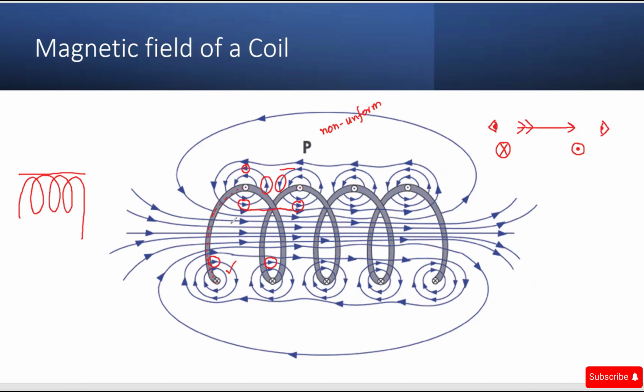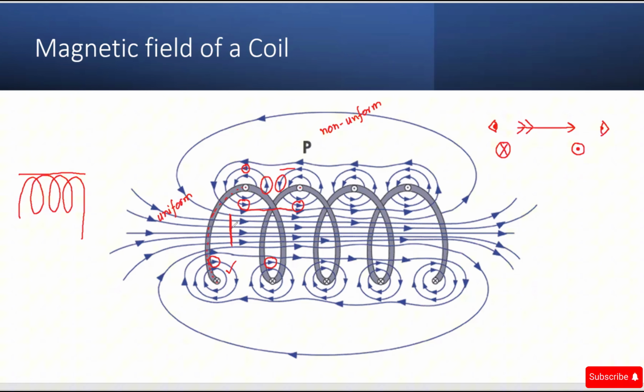And secondly, you can also observe that the field within the coil is uniform and also stronger, because we have a higher intensity of flux, meaning there are more lines over a unit cross-sectional area inside this coil.